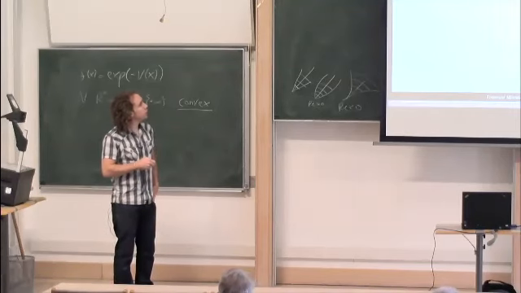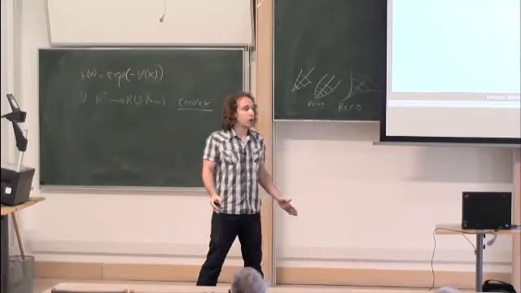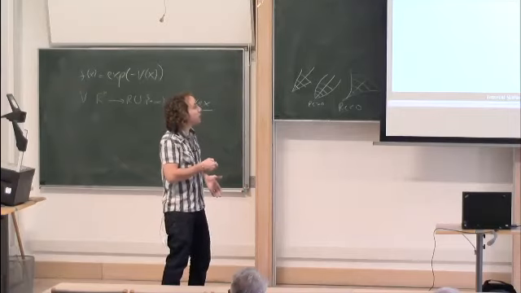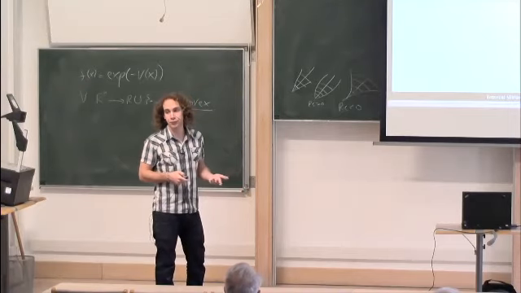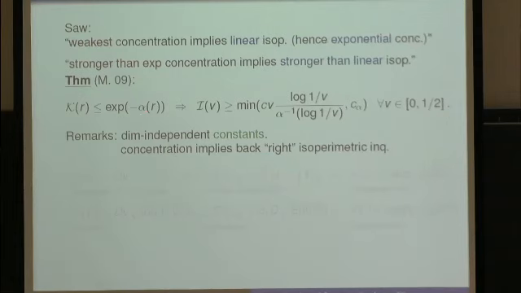Okay, continuing on with the convex case. So we've seen that weakest concentration always implies a linear isoperimetric inequality and hence exponential concentration, an automatic upgrading. But the next natural step is to say, okay, what if you a priori know that actually your concentration is even better than exponential? Maybe then you can deduce that you have an even better than linear isoperimetric inequality. That's indeed the statement of our next result, which reads as follows. So assume now that our concentration function decays like exponential of minus some function alpha of r.